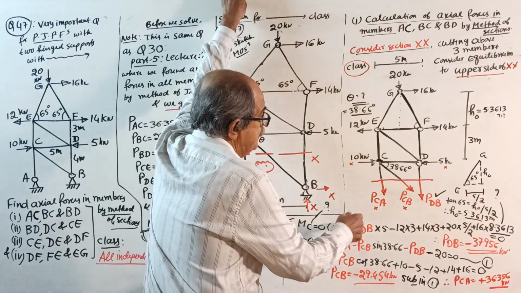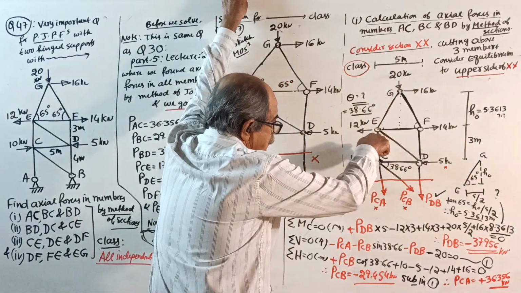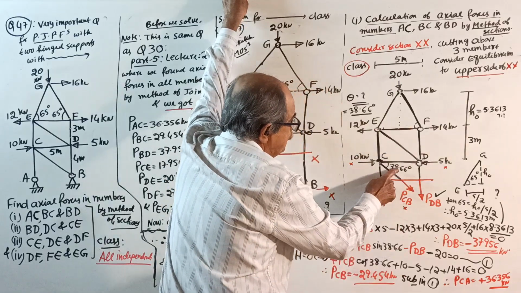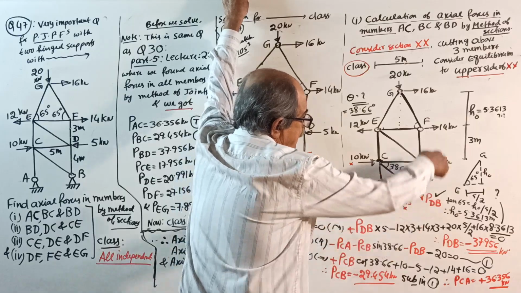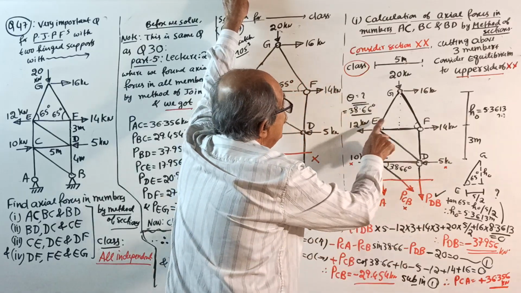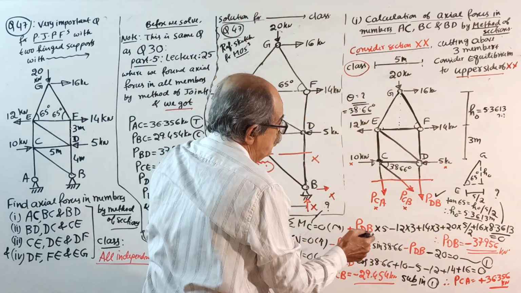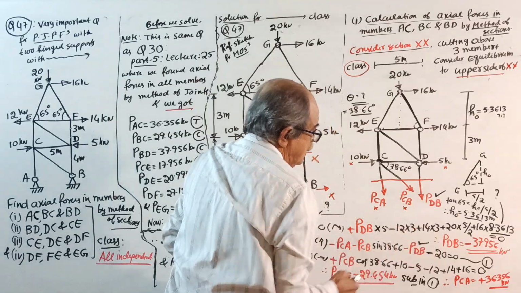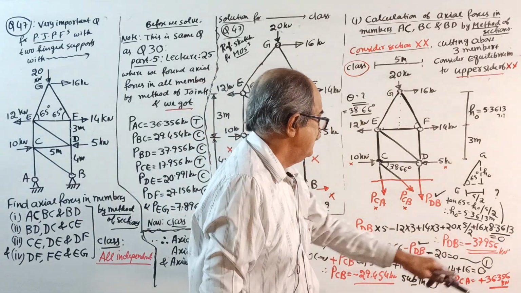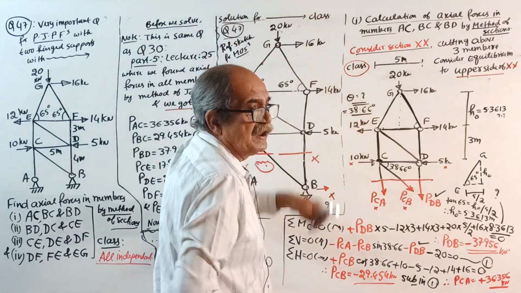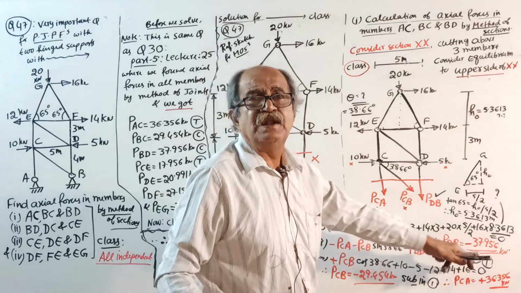Sigma V equals 0, take upward positive: minus PCA minus PCB sin 38.66 minus PdB minus 20 equals 0. You already got PdB known, but still two more unknowns are there, you cannot solve, so call it equation number 1.